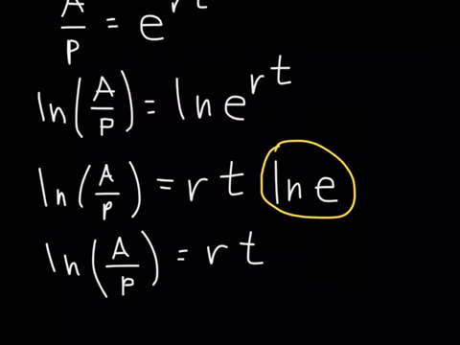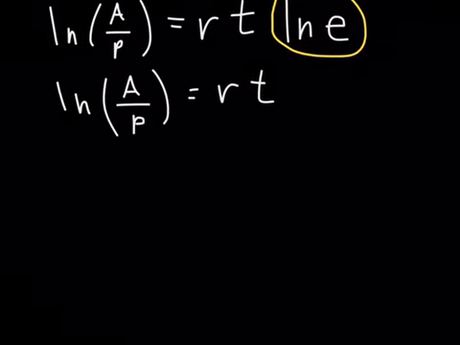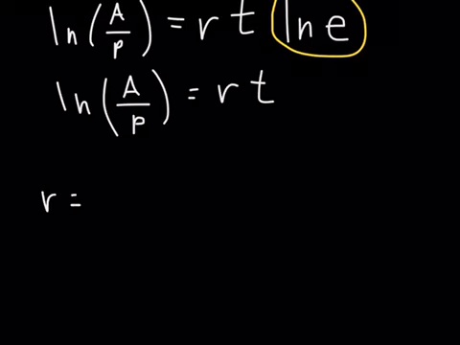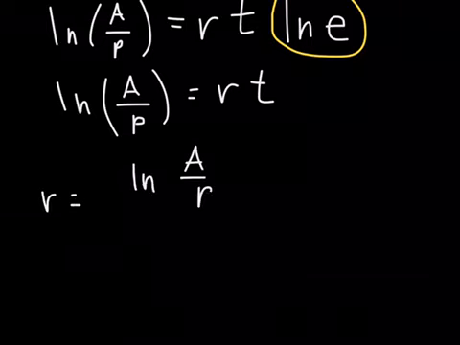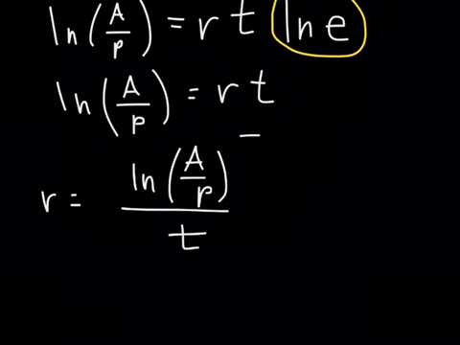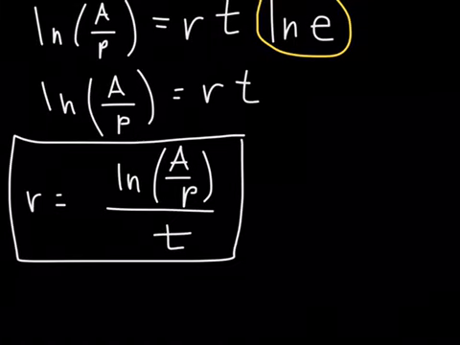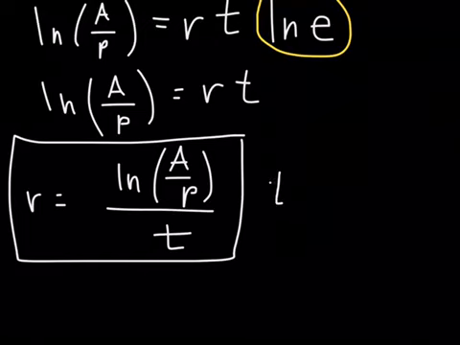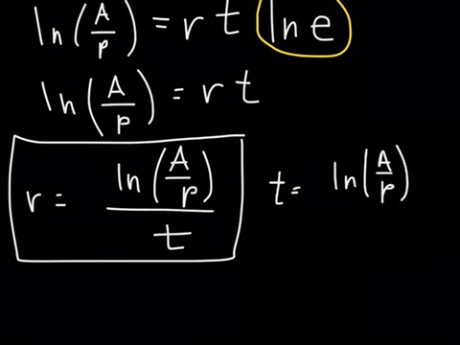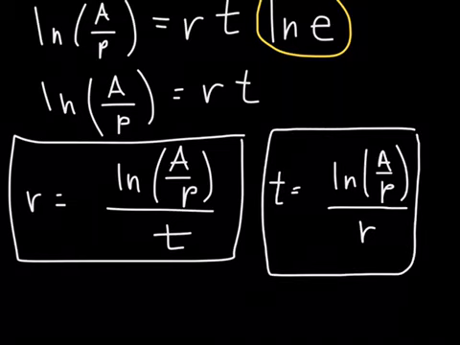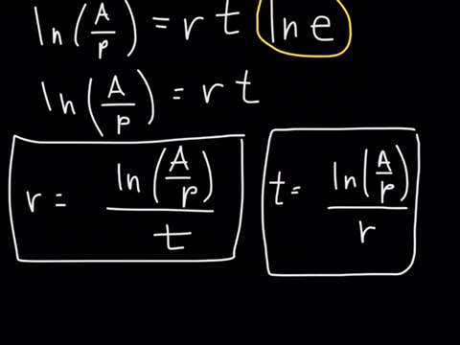Now, depending on what it is you're looking for, you can solve for either R or T. If you solve for R, then you would divide both sides by T, and you would get the rate is equal to the natural log of A over P, and then that divided by T. If you were looking for T, then you would divide both sides by R. So time would be equal to the natural log of A over P, and if you divide both sides by R, you would have over R. So now we have a way to find the rate and a way to find time, okay?